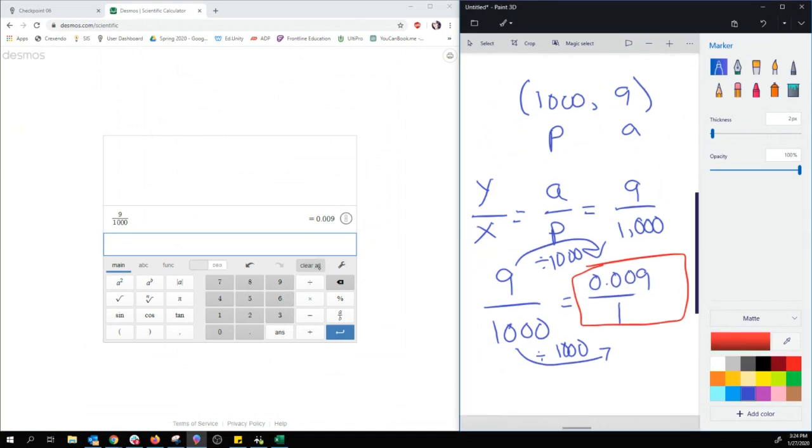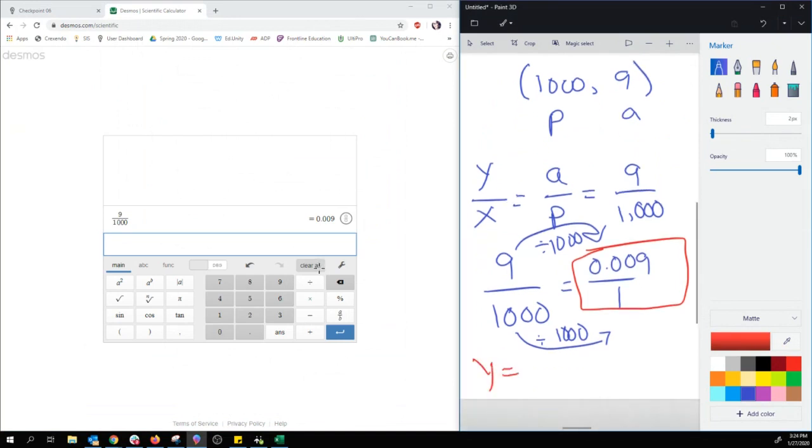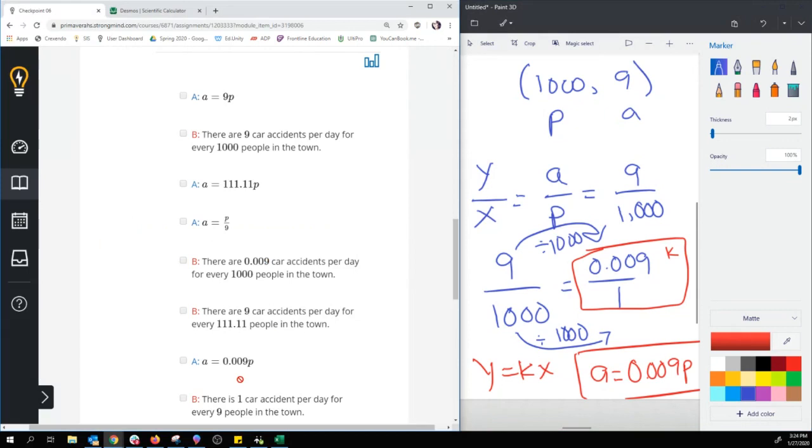Okay, so remember when you go to write your equation, you have y equals kx, where k is your unit rate. So what I have circled here in red is going to be k. And we have A and P. So I'm going to have A is equal to 0.009P. So this is going to be our equation for part A. So A equals 0.009P. Alrighty.